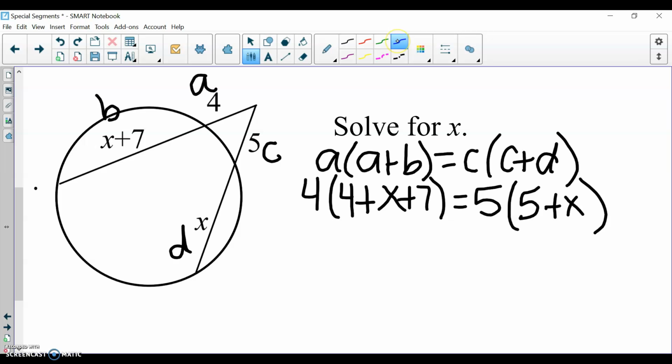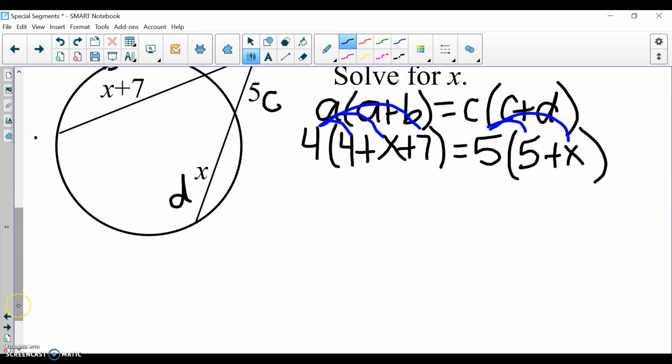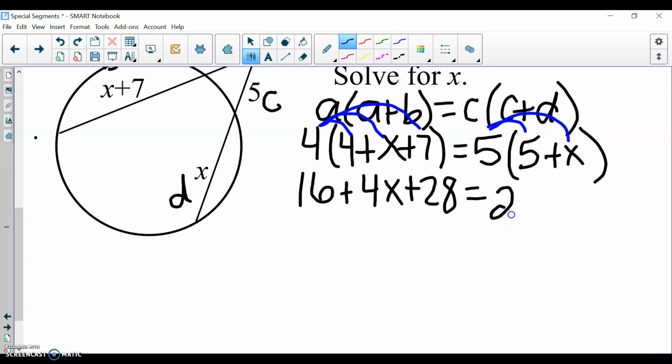So since we have variables on both sides within those parentheses, you do have to distribute on the left side and the right side of the equation. So we'll go ahead and end up with 16, 4 times 4, 28, 4 times 7, right, so that's just the distribution. On the left side, you do have like terms, so we can combine the 16 and the 28. We end up with 4x plus 44.